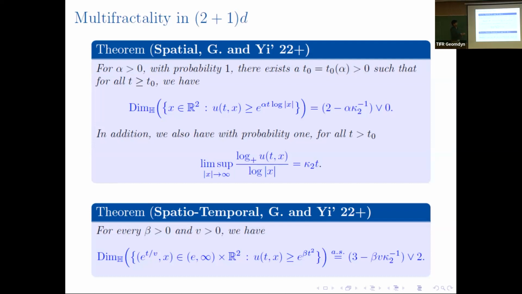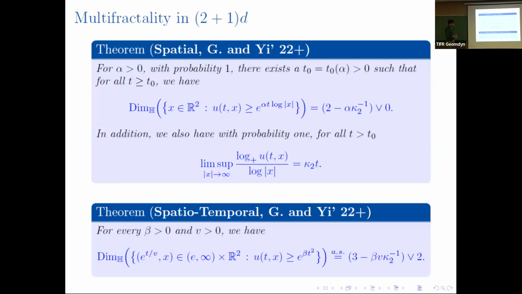Some of the techniques that we used for proving this were able to show another interesting result, which is a spatial asymptotics. If you fix t and scale the logarithm of the solution of the parabolic Anderson model by the logarithm of x, it converges to a fixed constant, irrespective of the value of t that you chose. And we have a version of this result for the spatio-temporal profile as well.